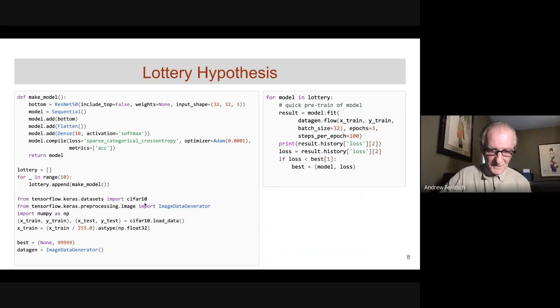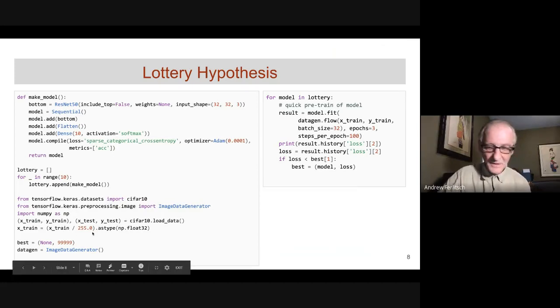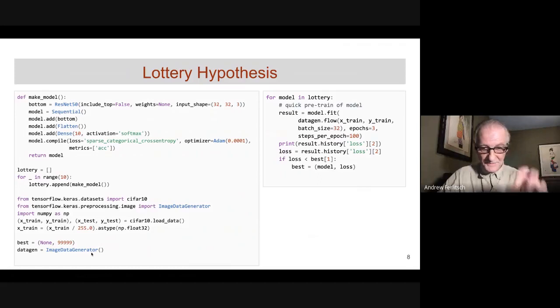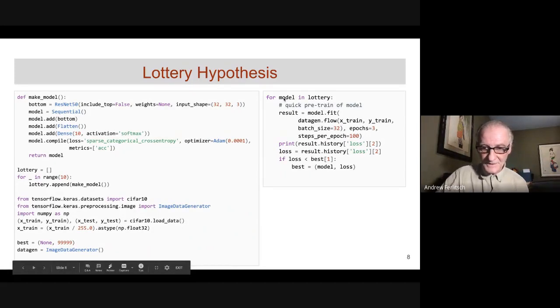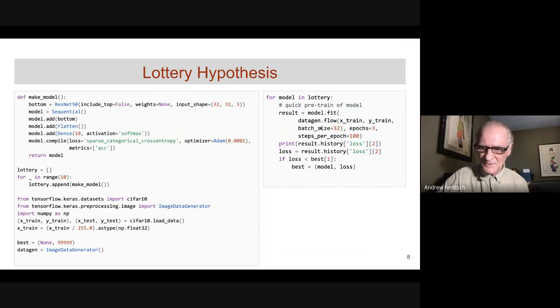I'm going to use the CIFAR10 dataset as an example here. I've got my image data generator to use as a feeder. And what I'm going to do over on the right side here is spin through this list of models, each with a different random distribution. I'm going to do a little bit of pre-training, a small number of epochs and a small number of steps per epoch. At each point, I'm going to record the objective function. In this case, I'm looking at the validation loss. And if that loss is better than the previous one, then I'm going to set best equal to the current model based on that loss.